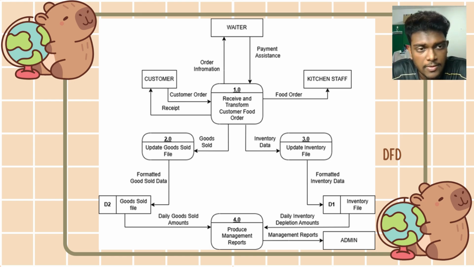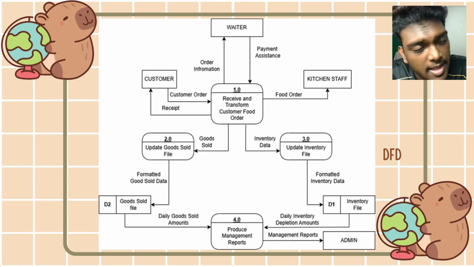For the DFD level 0 diagram, we used this diagram because it helps us show how the food ordering system processes customer orders at a more detailed level. It also breaks down the system into four key processes that are shown in between the flows of the external entities and also internal processes, and also data stores in this diagram.